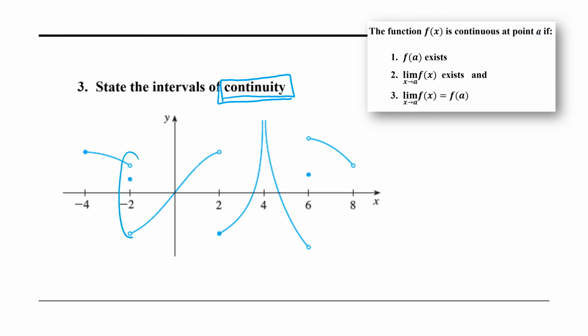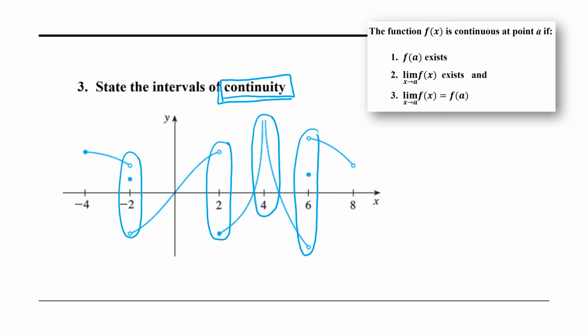So I have a discontinuity at -2 because my limit does not exist. At 2 because my limit does not exist. At 4 because f of 4 does not exist. At 6 because my limit does not exist. And at 8 because f of a does not exist, or f of 8 does not exist. I am continuous at -4.